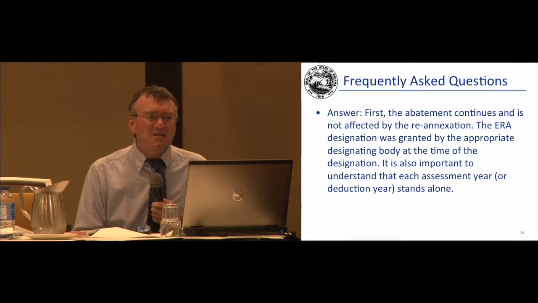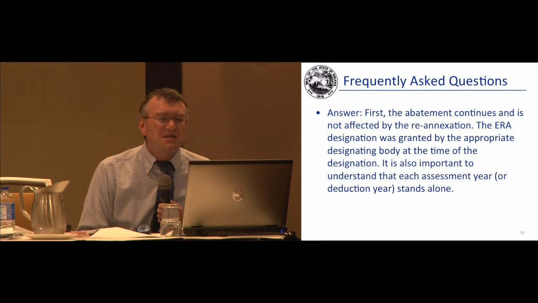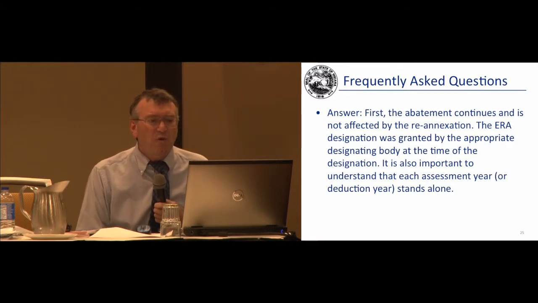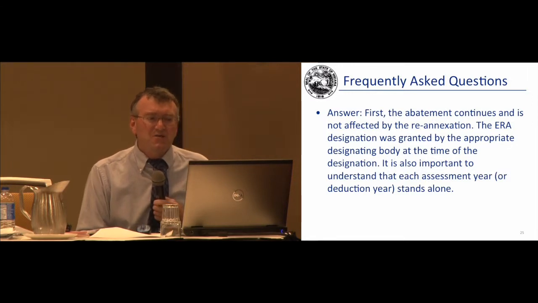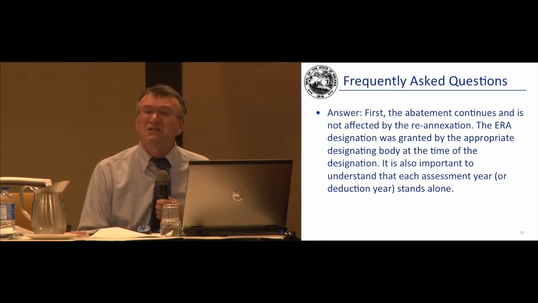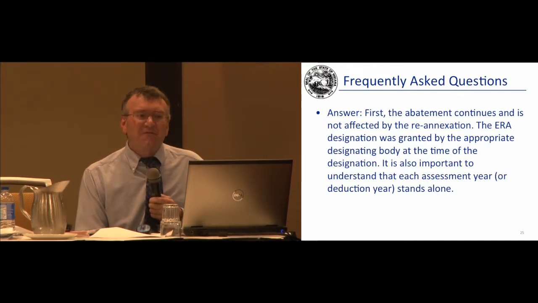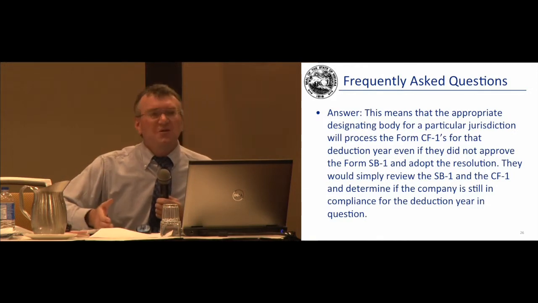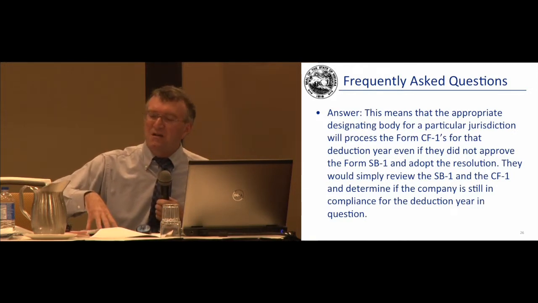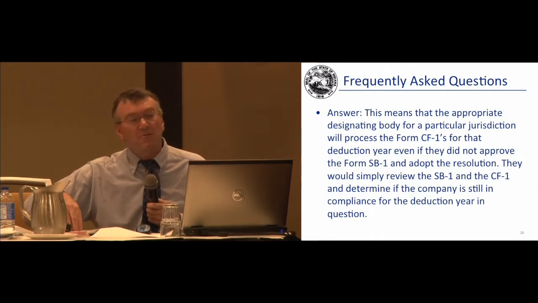And first, the abatement is not affected and continues as business as usual. The one change is that the ERA designation was granted by the appropriate designating body at the time, and it's also important to understand that each assessment year or deduction year stands alone. This means that the appropriate designating body for a particular jurisdiction will process that year's CF1. So that means 3 years ago, the county approved an abatement deduction, and in year 1 they approved the CF1, year 2 they approved the CF1, year 3 they approved the CF1.